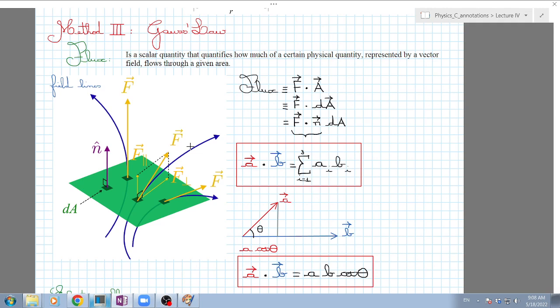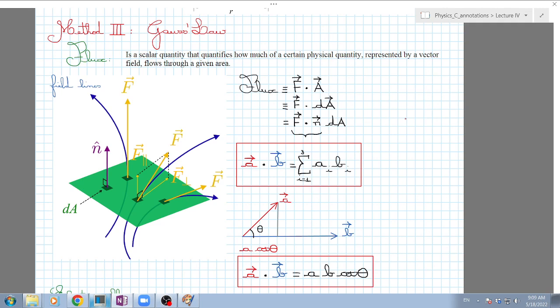You can imagine, for example, a hula hoop. If you put this hula hoop inside a river, and you're analyzing the flow of water that is going through the hula hoop, of course the flow that you're analyzing is going to be bigger the bigger the hula hoop is. The bigger the hula hoop, the bigger the flux that goes through it. If you put it at an angle, it's also going to change the flux.